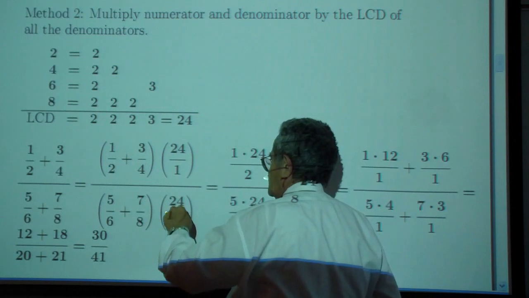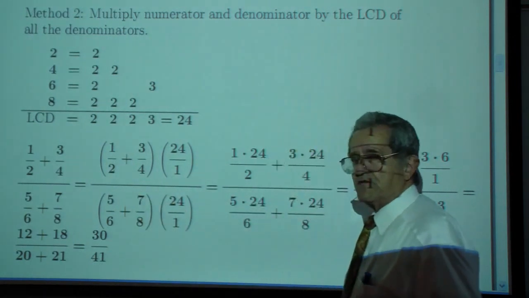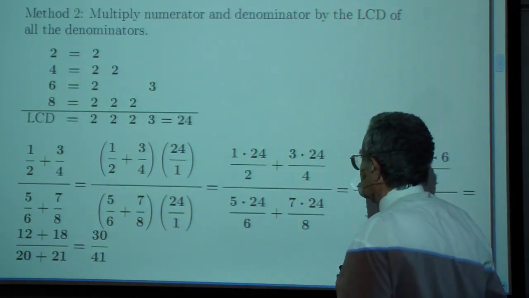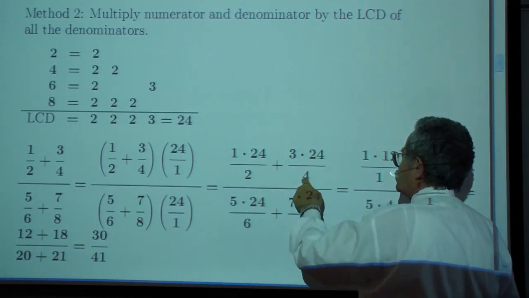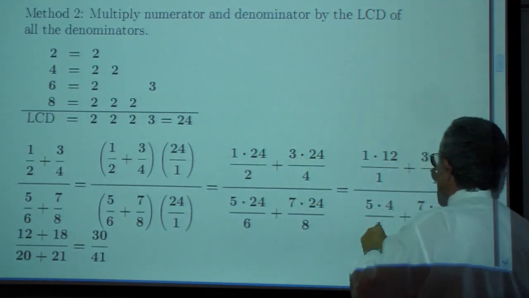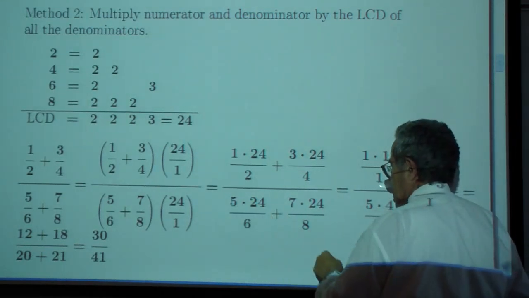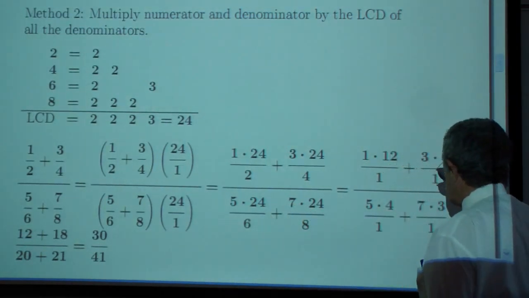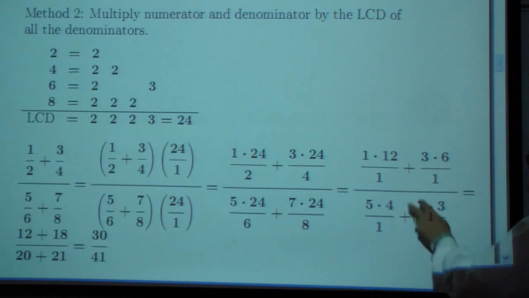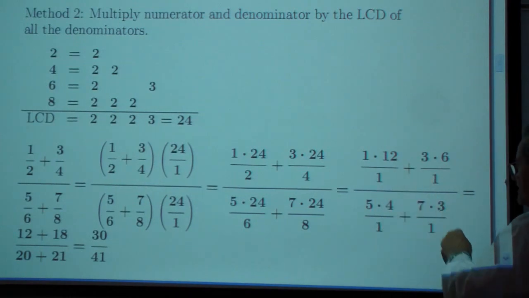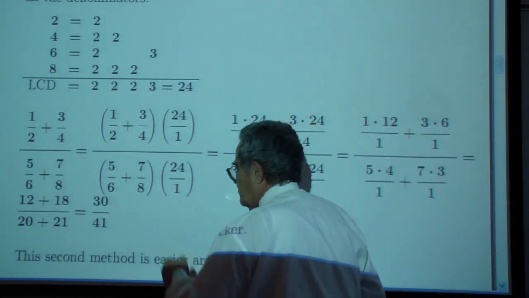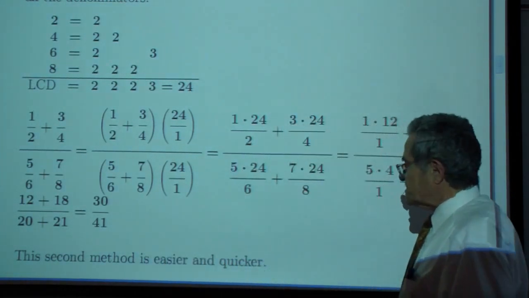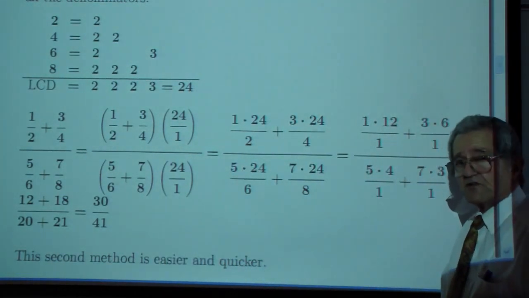Distribute the 24 in the numerator, distribute the 24 in the denominator. This will no longer be a fraction. That's a 12, that's a 6 times 8, that's a 4 times 20, and that's a 3 times 7. So immediately you get 12 plus 18 over 20 plus 21, or 30 over 41. Now, isn't the second method easier and quicker?